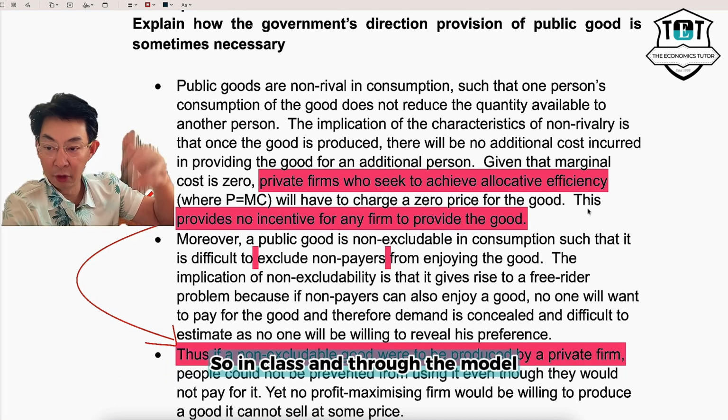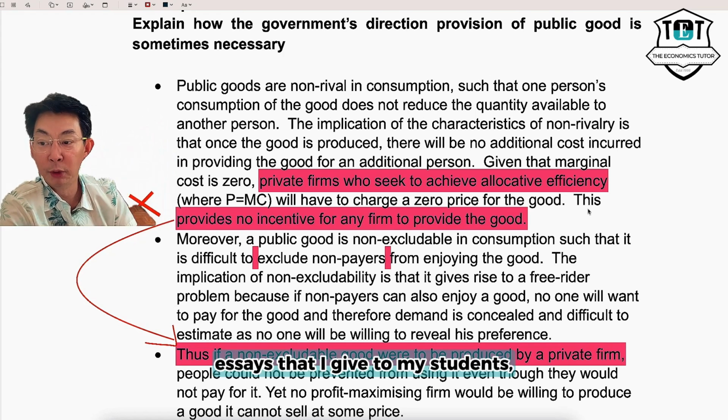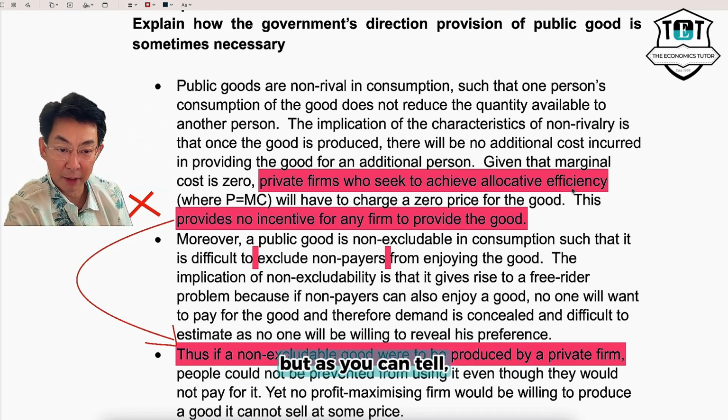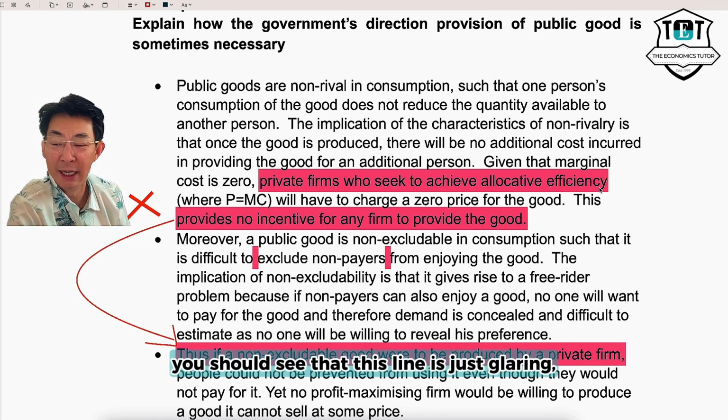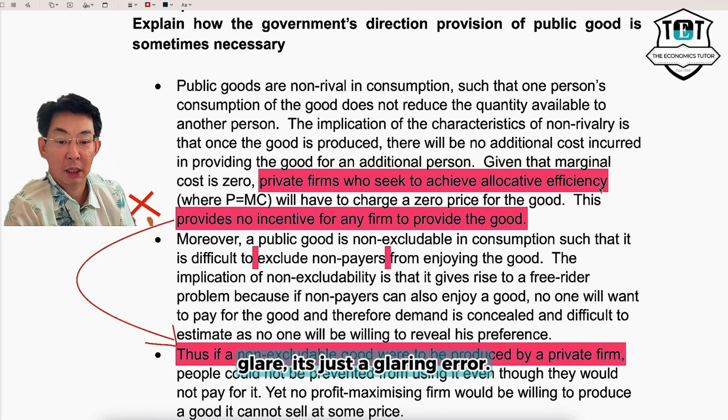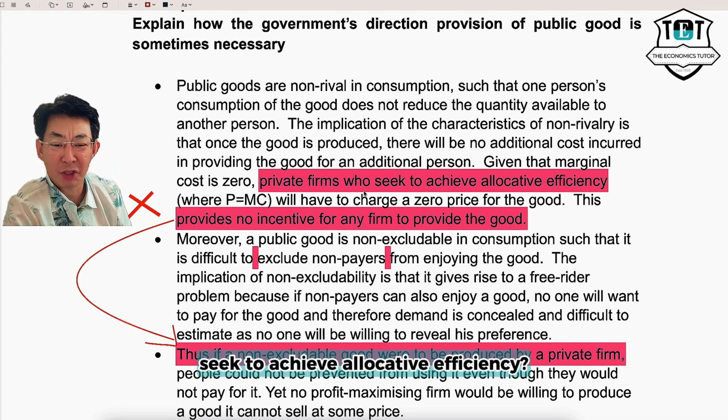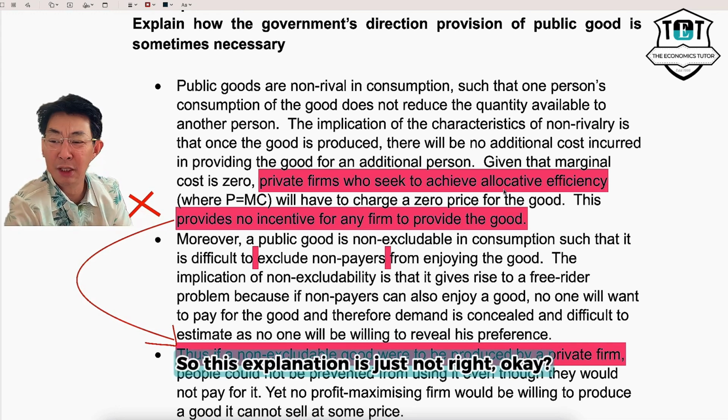So in class and through the model essays that I give to my students, they learn the correct version. But as you can tell, all those with some economics knowledge, you should see that this line is just a glaring error. Where got private firms seek to achieve allocative efficiency? So this explanation is just not right.